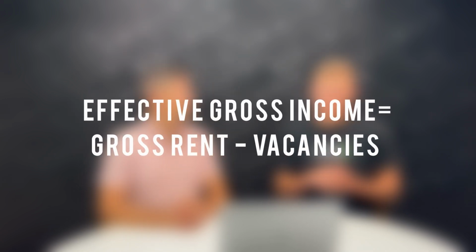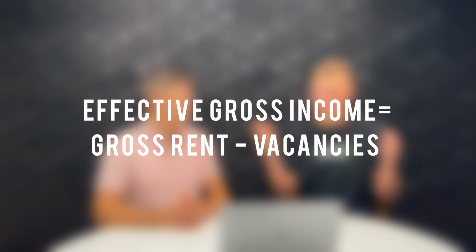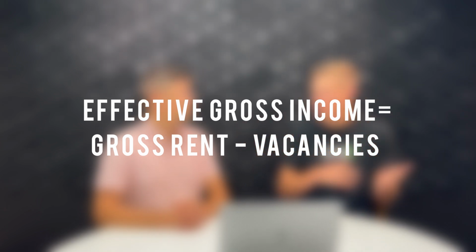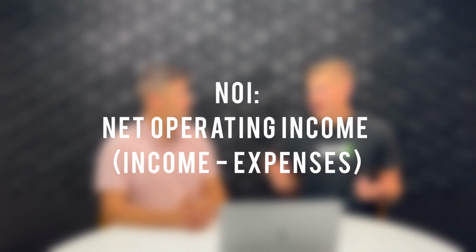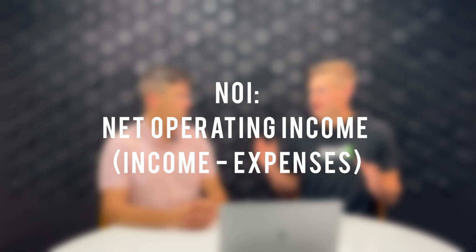Then you have effective gross income. So effective gross income is just your gross rents minus your vacancy. Your vacancy accounts for when people are not in your unit, someone moves out, and it's the time it takes to go fill it again. Yep. So after that, we have NOI, which is your net operating income, and that just takes into account your income and your expenses to calculate that net number.